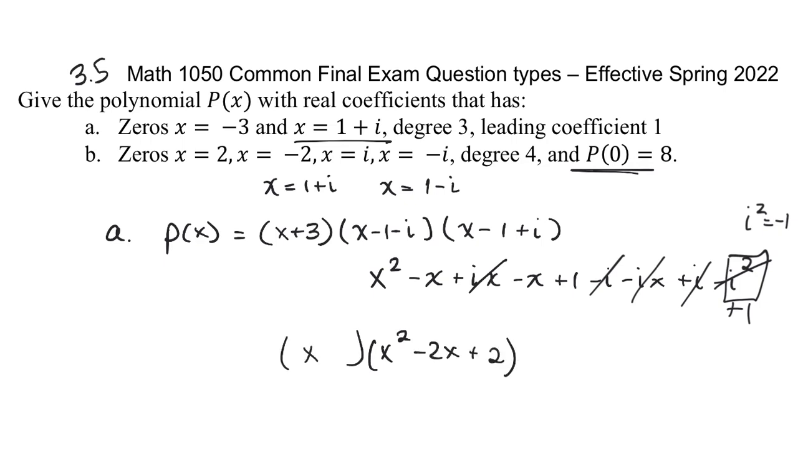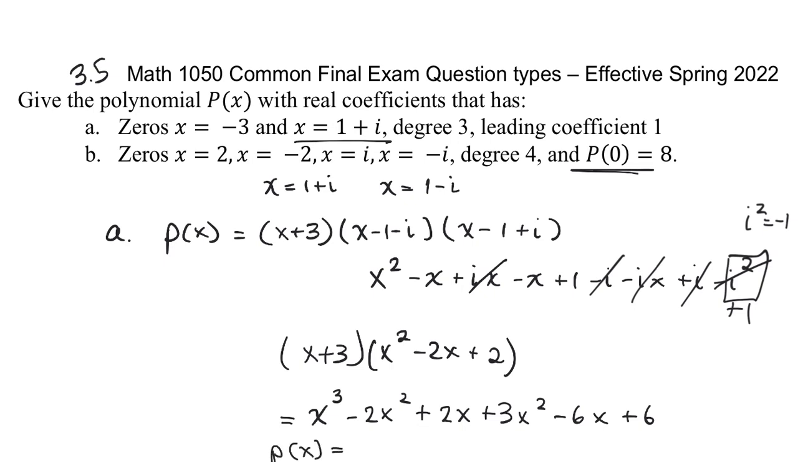That we then get to multiply with x plus 3. Now there are no more imaginary terms. So multiplying those together is going to give you x to the third minus 2x squared plus 2x plus 3x squared minus 6x plus 6. Let's see, what are some like terms here? That's going to become negative 2x squared plus 3x squared, that's plus x squared. And then 2x minus 6x, that's negative 4x plus 6.